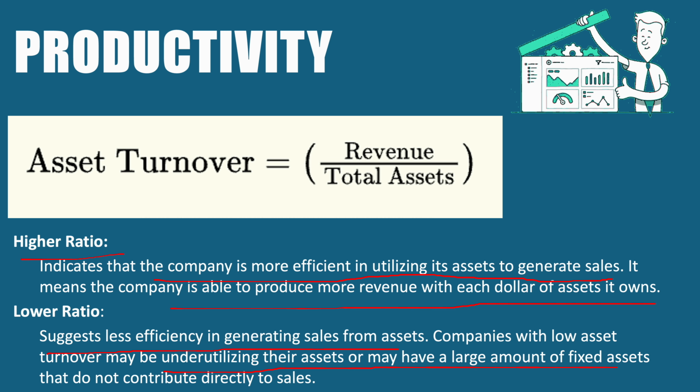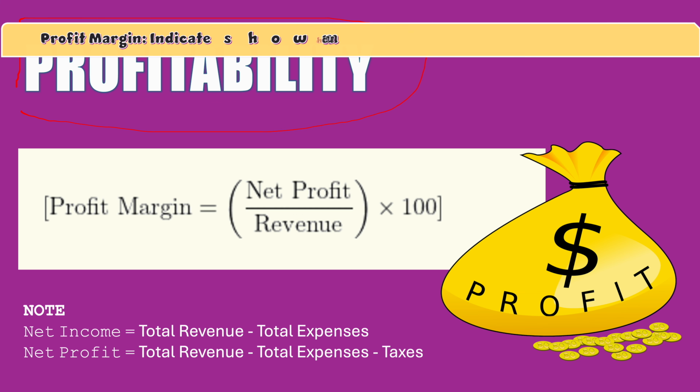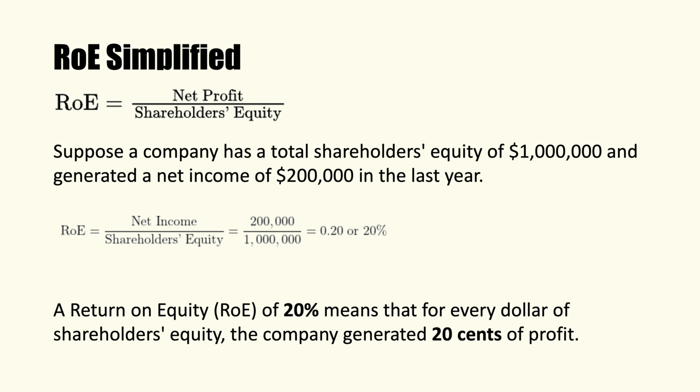So even though you have an asset, which is land, it is not contributing to your revenue or to your sales. So that could be one case. And the other case is that you are not able to utilize your assets properly. The third thing which we have to see is profitability. Profit margin is net profit by revenue. So now we have seen all the three items which we wanted to see before we go to ROE.